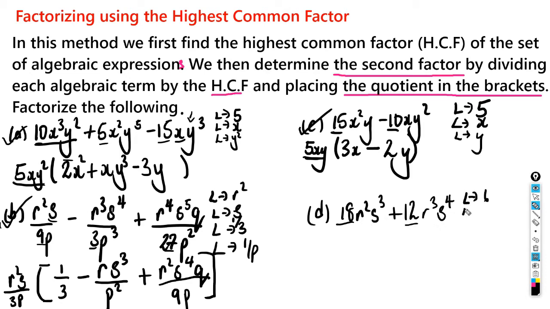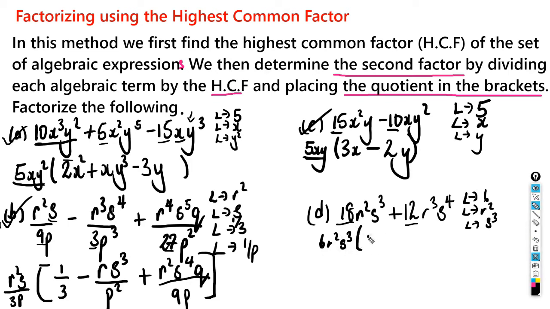Then the lowest power for the r is actually r squared. And the lowest for the s is actually s cubed. So we're going to get 6r squared s cubed. And we're going to put this in brackets here. So in order to get the expressions in the brackets, we have to divide through, of course.